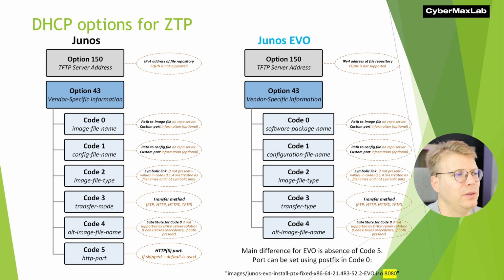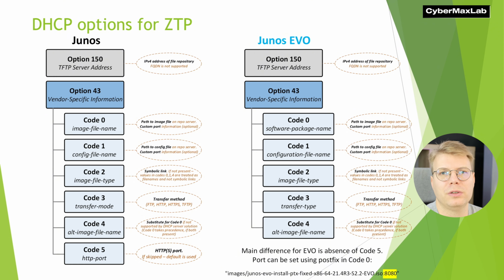The next code, code 1, is the config file name, where you provide the path to your configuration file. Code 2 is the image file type, called symbolic link. Basically, this is technically optional, but if you don't provide this code, it will treat the information in code 0 and code 1 as a file name. It's okay if all your files are just stored in the root of your server.